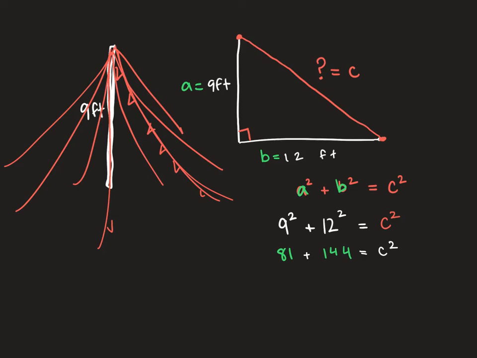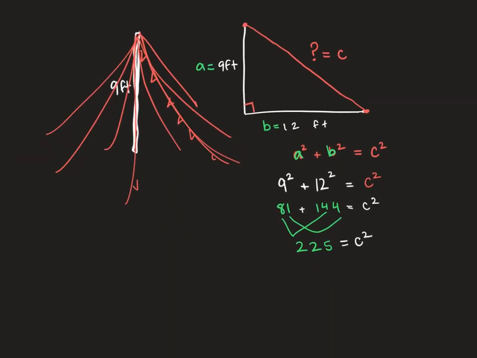All right, 81 plus 144. Well, let's see. 1 plus 4 is 5. 8 plus 14 is 22. So we have 225 is equal to c squared, meaning we need to find what c is equal to. Well, how do we do that? We know that we can use the square root to undo the square, and that takes us straight to c. But remember, when we're solving equations, if we do something to one side, we have to do it to the other side as well. Well, the square root of 225, what is that?